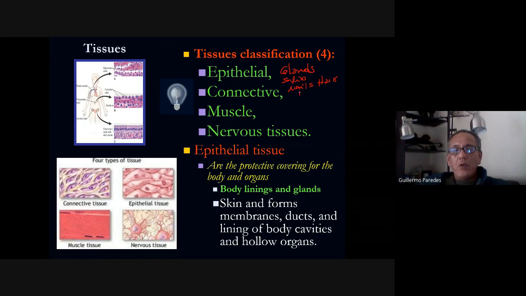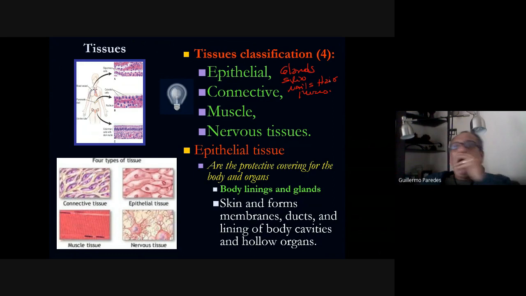Put your finger in your mouth. What you're touching is epithelial tissue. Put your finger in your esophagus, all the way down. What you're touching is epithelium. Put your finger down to the stomach. That is actually epithelium. Put your finger inside the artery. What you touch is epithelium. Put your finger, where else? I don't know. Any place touching the surface of the organs, outside and inside, that is actually epithelial tissue. Remember, glands are epithelial tissue. Sweat glands are epithelial tissue.